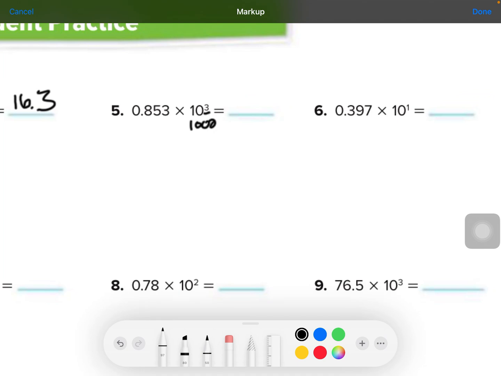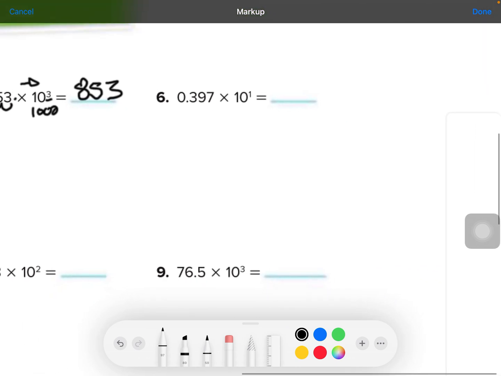Okay, number 5. Alrighty then, this one, there's 3 powers of 10. That's the same as saying 1 with 3 zeros. Do you follow? So that means we move that decimal 3 spots to the right because multiplication means going to the right. 1, 2, 3. Decimal point is going to go right there, so our number is going to be 853.